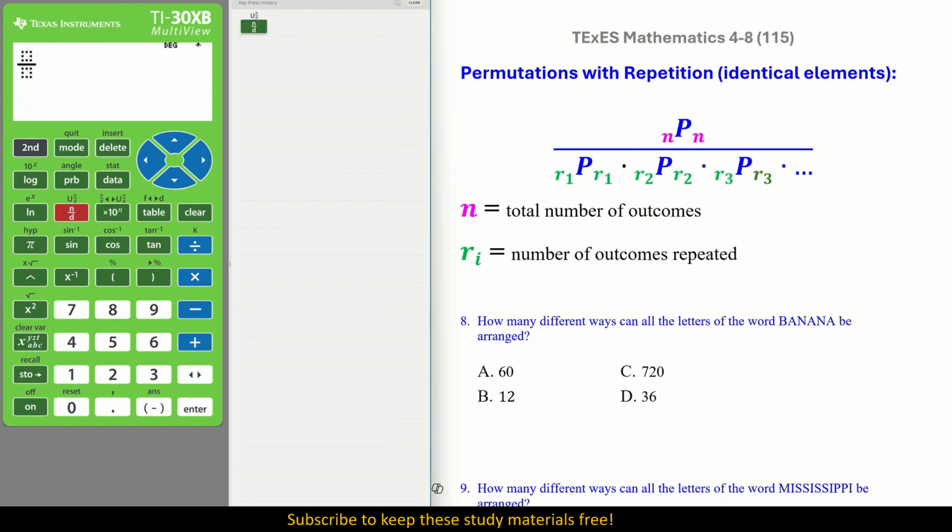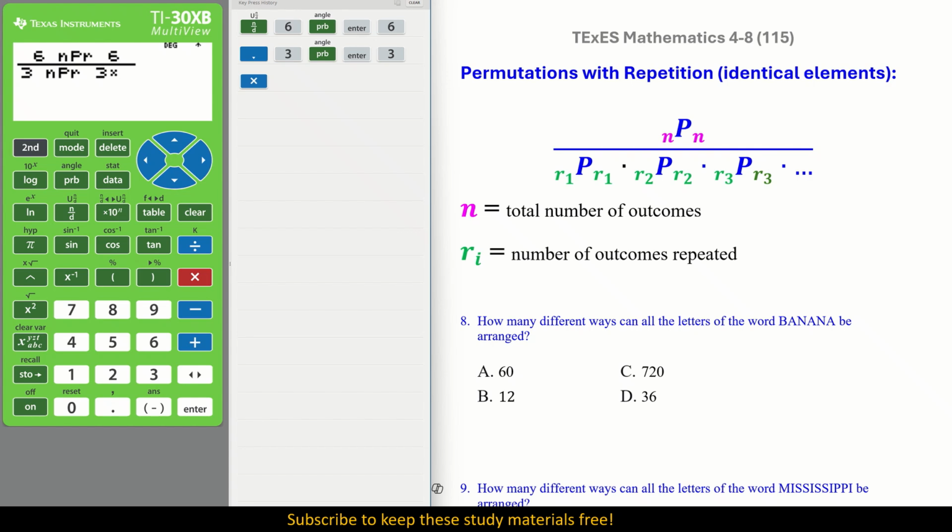So let me set up our fraction. I have 6, prob, number one's what we want, and then 6. You take the total and divide it by each repetition. Well, how many repetitions do we have? A has 3 and N has 2. So we have 3, prob, enter, and 3. Now, the key is to make sure you push multiplication in between. It looks a little odd, but this is all that you need to do. It's just the difference in this calculator, that's all.